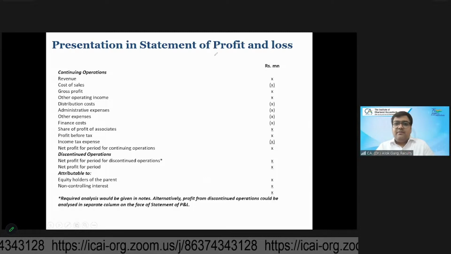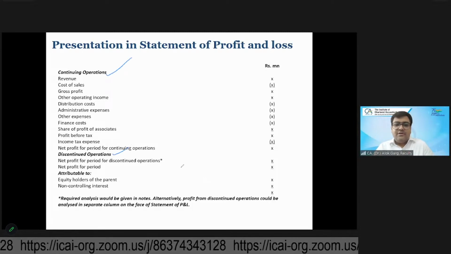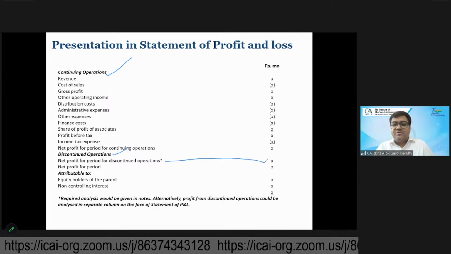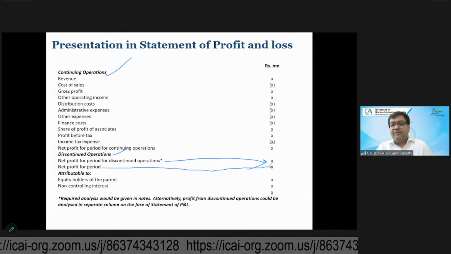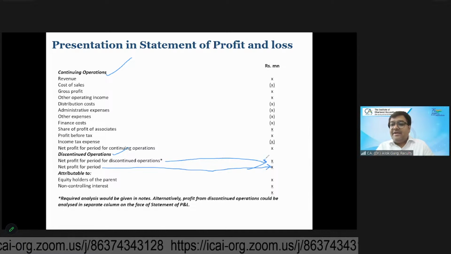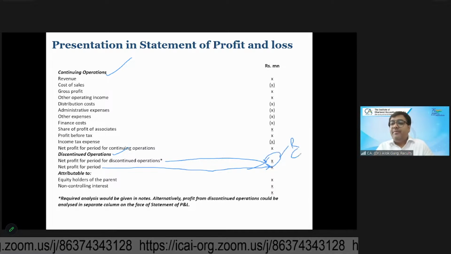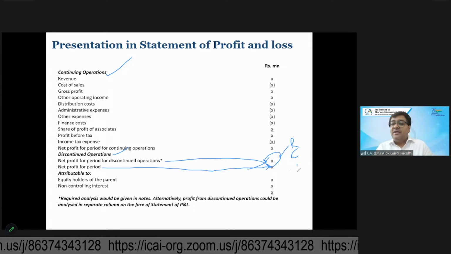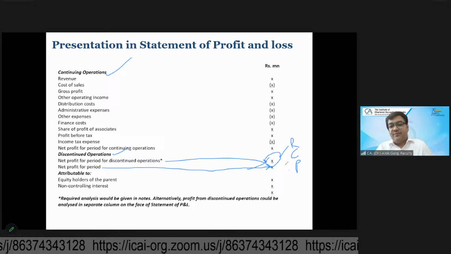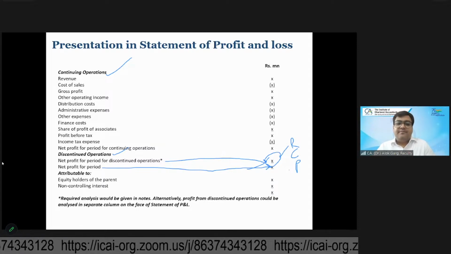Like this is my continuing operation, this is my discontinued operation. So the net profit has to be shown separately from discontinued operation, and this has become the total profit. And the detailed P&L, revenue, cost, PBT, tax, profit after tax, this has to be shown in the notes to accounts. Okay, this is how this disclosure has to happen.